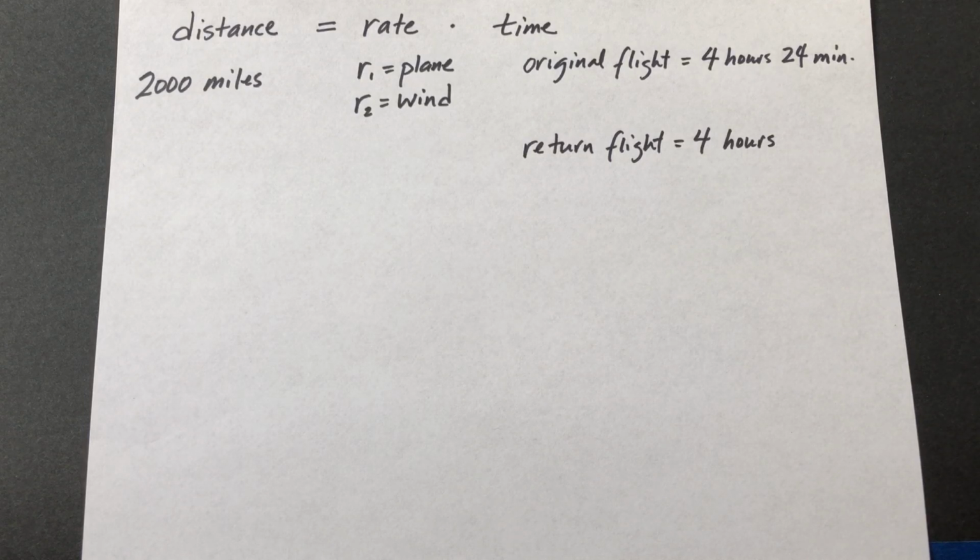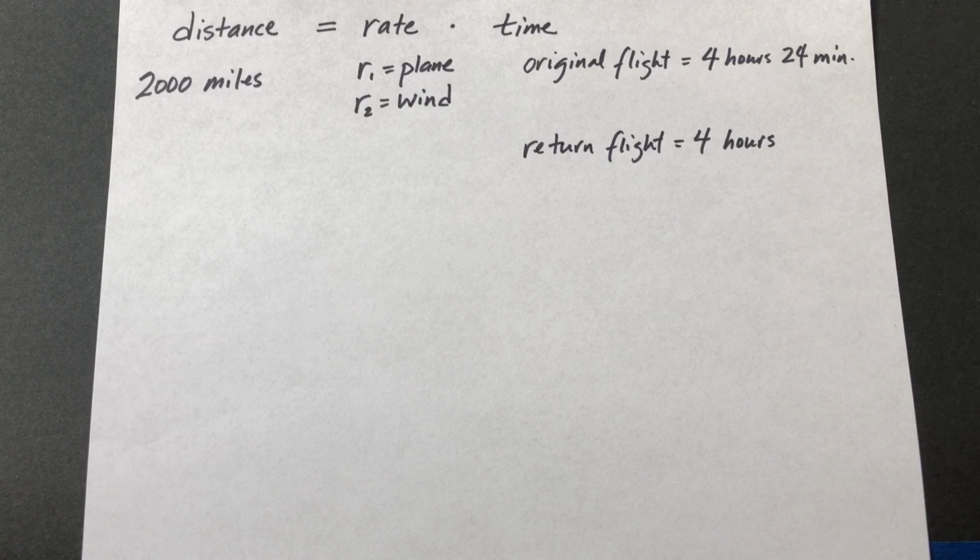But it's an airplane. An airplane is flying a 2,000-mile trip, and on the outbound flight there is a headwind. The plane is going against a headwind, and the flight time is 4 hours and 24 minutes. On the return, the wind is kind of at the plane's back, so the wind is helping the plane, and the flight time goes down to 4 hours. And the question is, what are the speeds both of the airplane and of the wind?